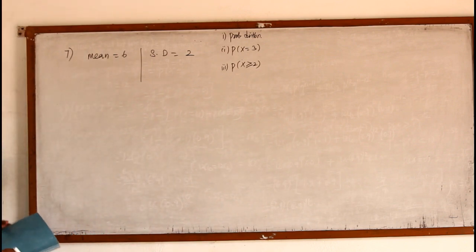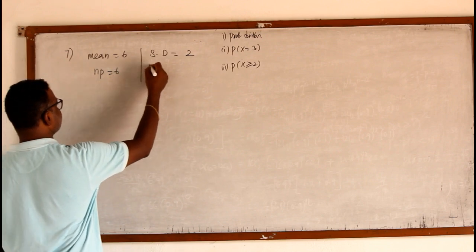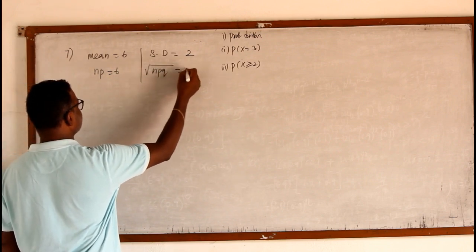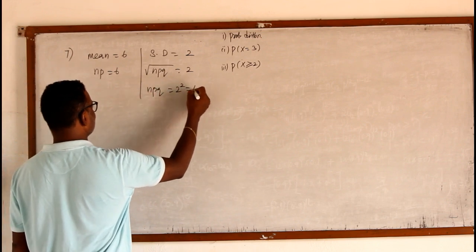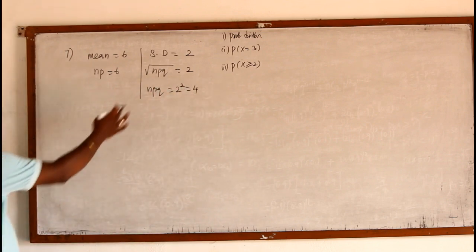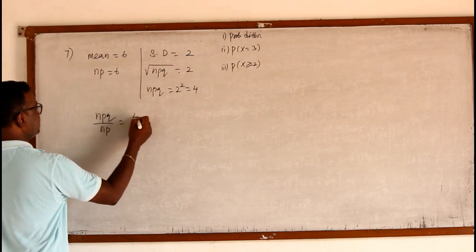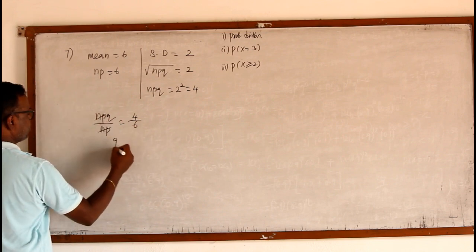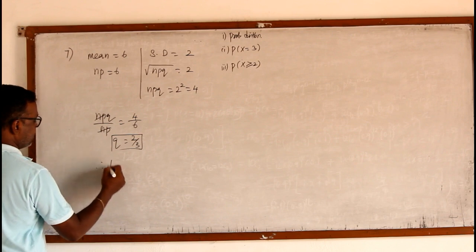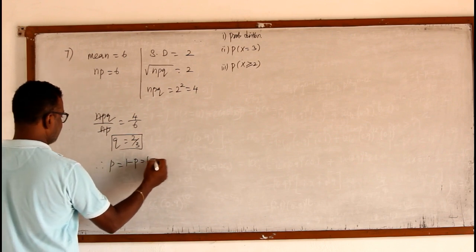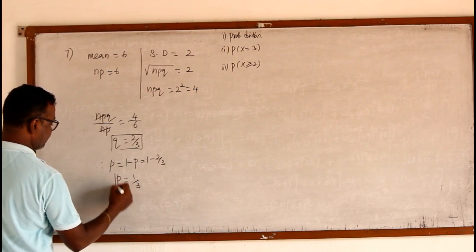First question, probability distribution. So, mean and standard deviation is given. Mean means NP, this is equal to 6. Standard deviation is root of NPQ. Remember, it is 2. So, when I square, NPQ will become 2 square, that is 4. Now we shall divide these two, NPQ by NP. Is it not 4 by 6? So Q is, when I divide by 2, 2 by 3. So we got Q. P is 1 minus Q, 1 minus 2 by 3. So P is 3 minus 2, 1 by 3.